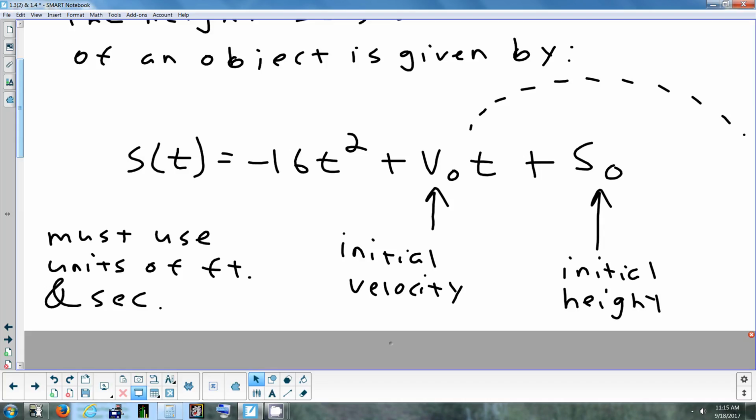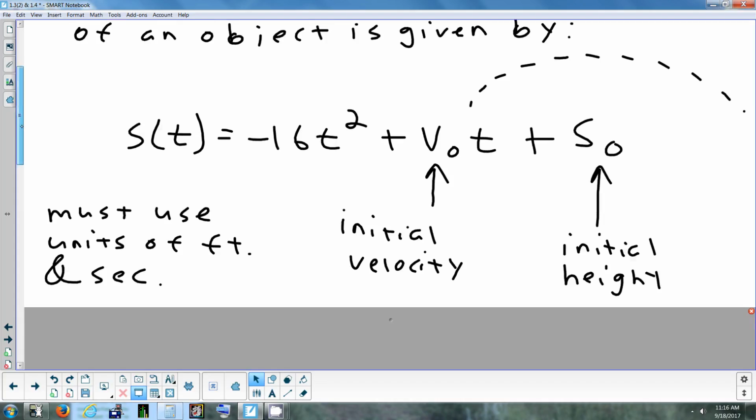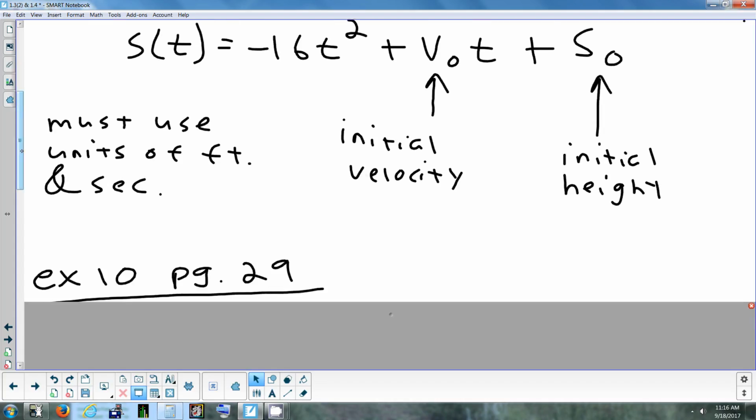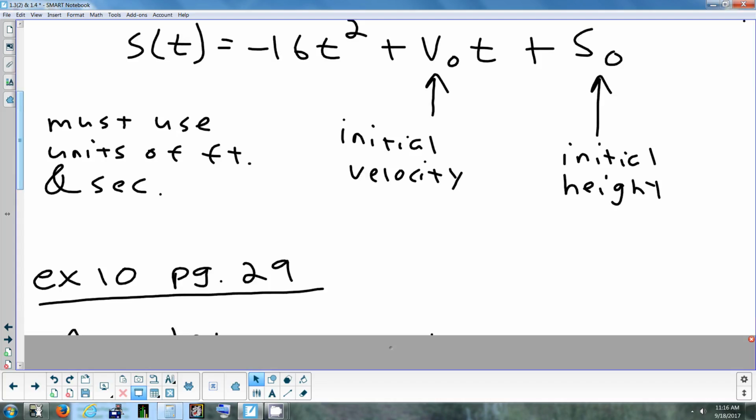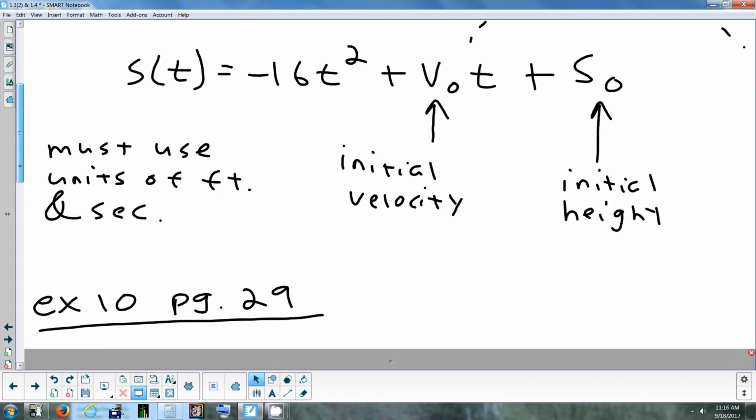When you use this formula, you've got to make sure you're using units of feet and seconds. On a test, if I ask you a projectile motion problem, that formula would not be on there. You could put it on a reference sheet and use it for this week's test, but somehow you've got to know that formula. Okay, does everybody have the formula?